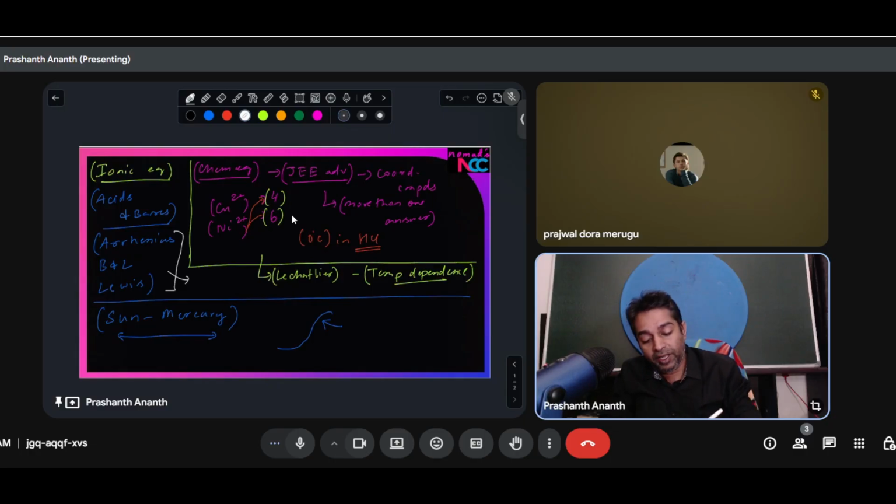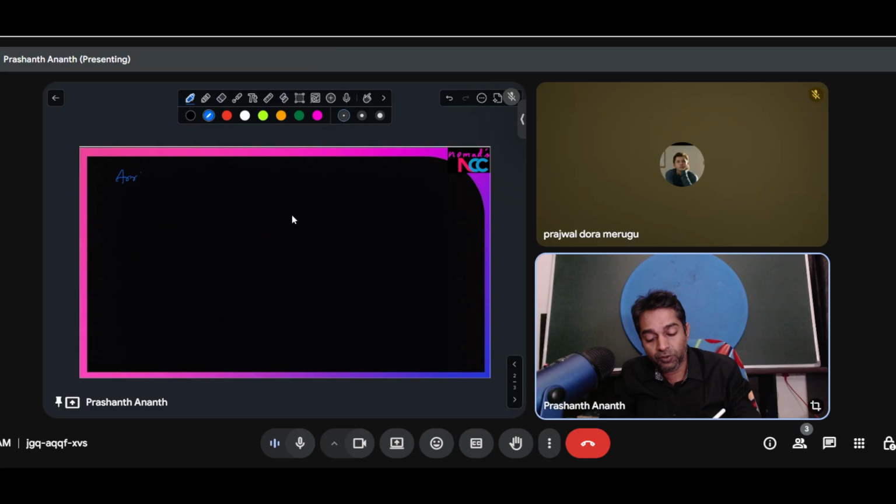So let's talk about Arrhenius. Arrhenius is the most simple definition. The Arrhenius definition basically did not even define them as acid and base. It defined them as acid and alkali.